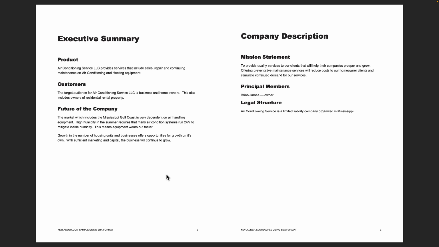The customers. In this case, the target customer would be businesses and homeowners. In your case, it might be government, might be industry, it might be just small businesses by themselves. Maybe you're a business-to-business type of structure. And this one lays that out. Future of the company. Where are we going to take the company?